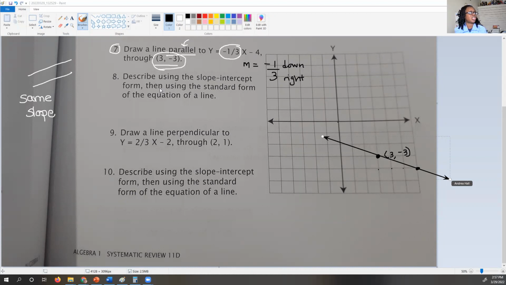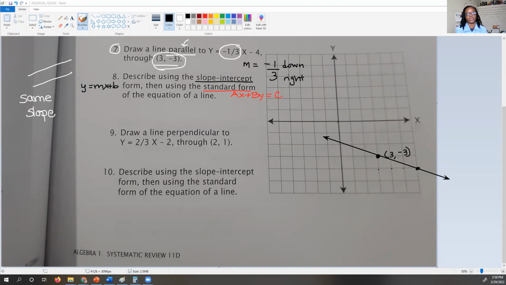There's a part 2 to this question. Number 8, it says, describe using the slope-intercept form, then using the standard form. All right, well, the slope-intercept form would be y equals mx plus b. Slope-intercept form is y equals mx plus b. And then standard form is when I convert it. Standard form is when it's ax plus by equals c.